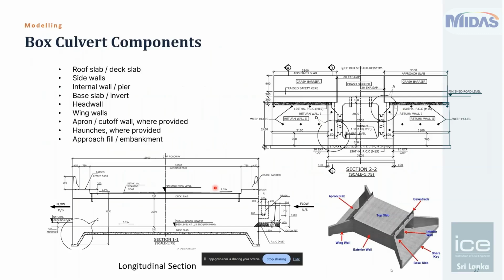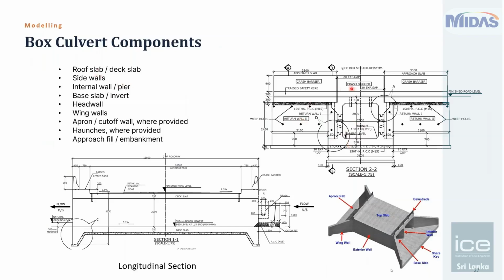What are box culvert components? The box culvert has different components. On the bottom is the longitudinal section of the box culvert, and here we have the section cut of the same box culvert. As you can see, this particular level, the top of the bottom slab or base slab, is called the invert level. These are the hydraulic design requirements, which are defined by the hydraulic team.